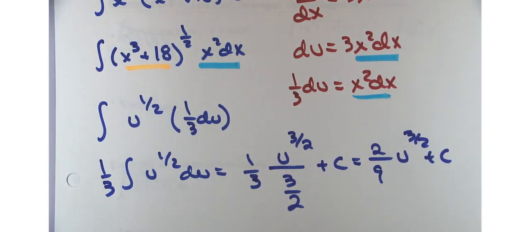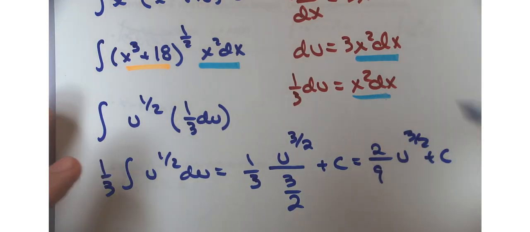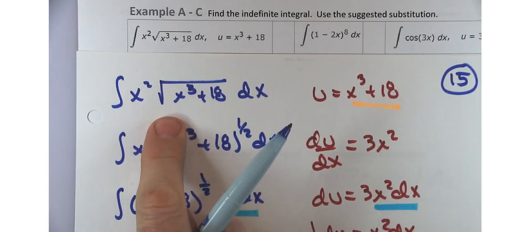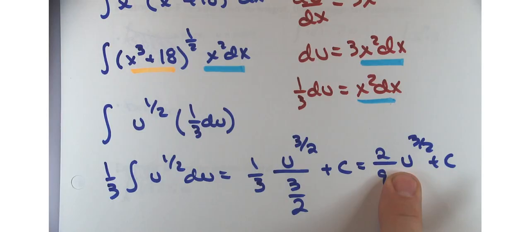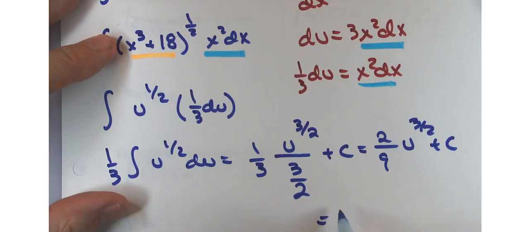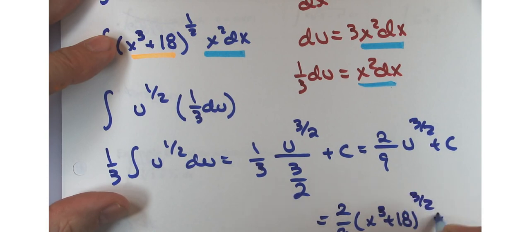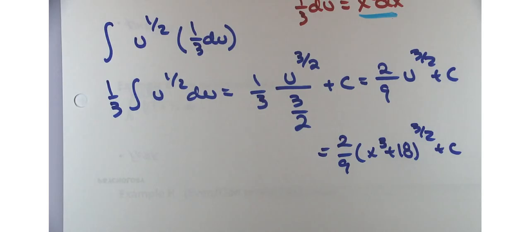Now here's a little dangerous spot for you in doing these problems. Right here you feel like, whoa, hey, nailed it. But we're not done. There's one last little problem: originally this started out as a problem in x. I don't want an answer in u for a problem that started out in x. So you got to go back and replace that u with what it was defined as in the first place, and that was x cubed plus 18 to the 3/2 plus c. You got to do that last little step, and then you'll be good.